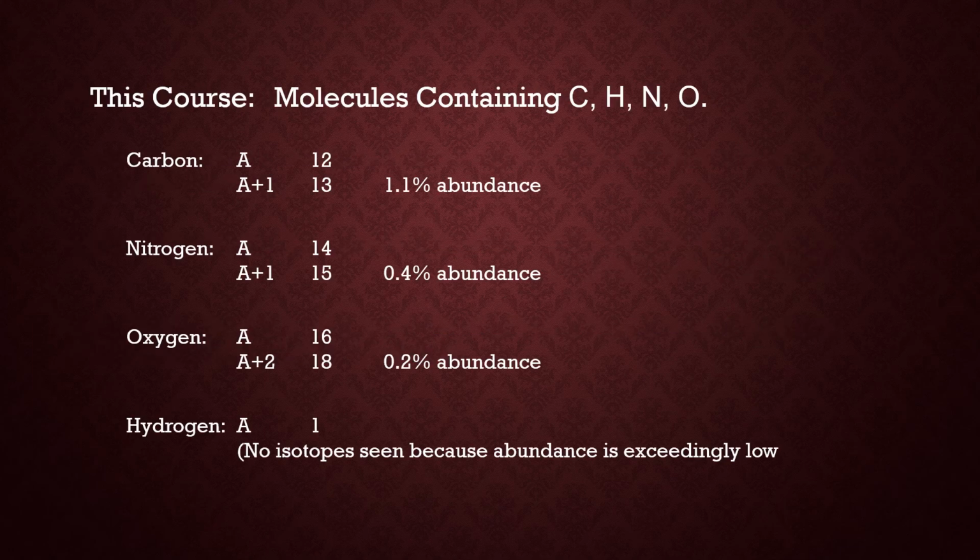These, again, are the isotopic abundances for the elements that we are considering in this course. 1.1% is the natural abundance of carbon-13. 0.4% is the natural abundance of nitrogen-15. 0.2% is the natural abundance of oxygen-18. Hydrogen is just treated as a single isotope.